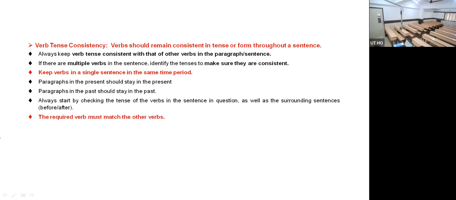So how do you do that? Now, suppose you have just one verb in the sentence and you are given two sentences, or you are given a paragraph. You will look at the verbs in the other sentences. So look at the context, which will give you an idea of what the verbs should be.